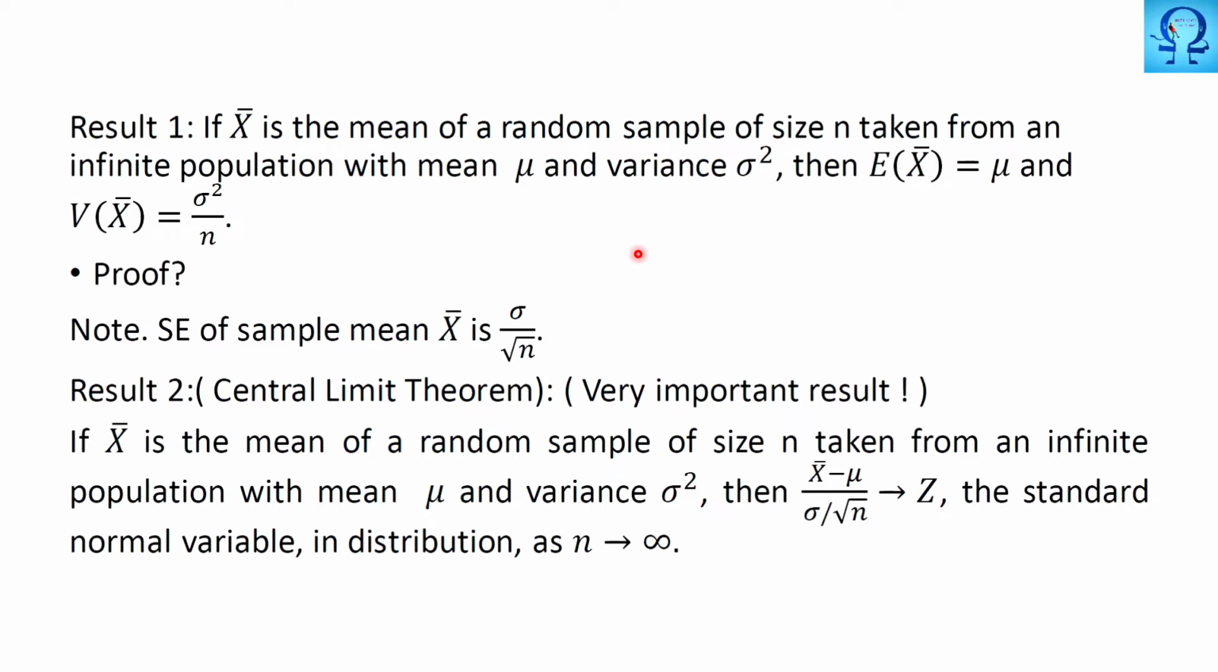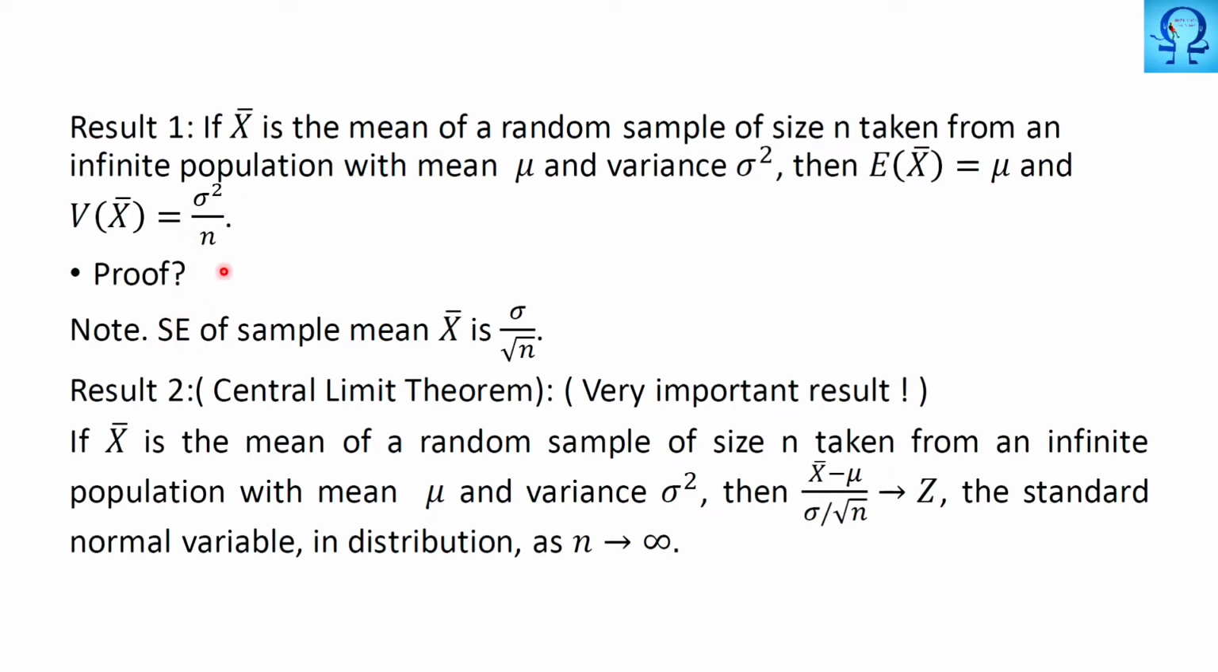So when we say infinite population, it means the population has a very large quantity. It is not the actual infinity. Basically, this infinity is a very large quantity that one cannot count or measure. So it means we have taken the sample from a very huge population with mean mu and variance sigma square. So we say that expectation of x bar is the same as mu and variance of x bar is the same as sigma square upon n.